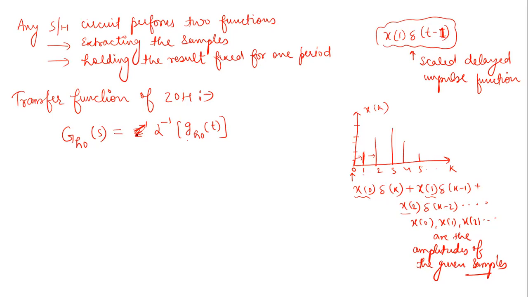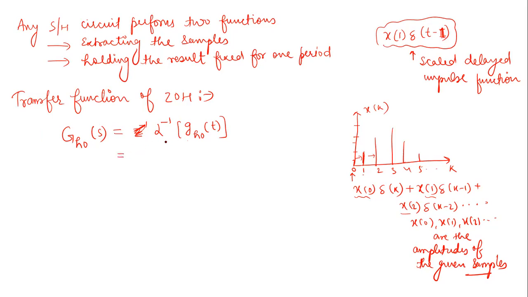Now by using the zero order hold, we can effectively extract the samples from the given scaled delayed impulse sequence, right? So we can say that this is a delayed impulse function for which we are finding the transfer function. It is a zero order hold. So let us see.